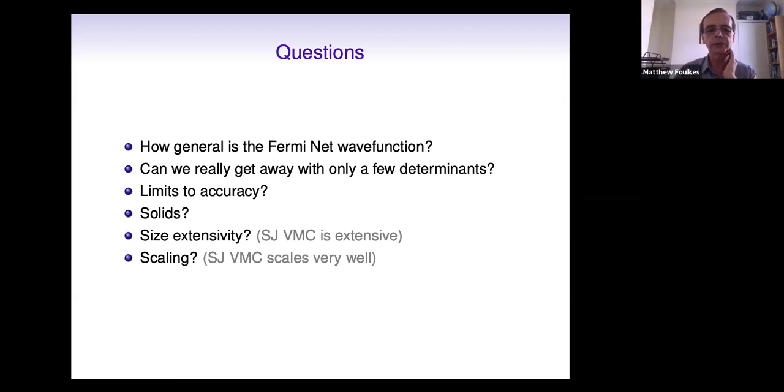And how does it scale with system size? So ordinary variational Monte Carlo scales very well, but this is definitely worse. But it is definitely power law, but we don't really know how well it scales. So that's all I wanted to say. Thank you very much.